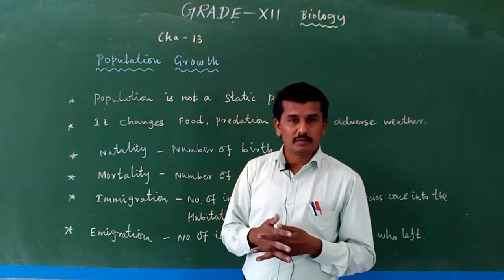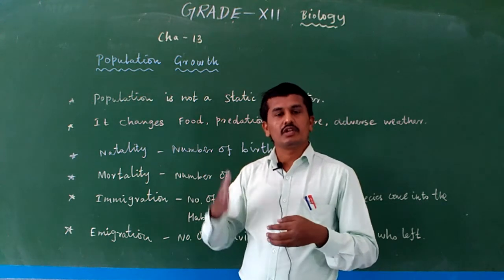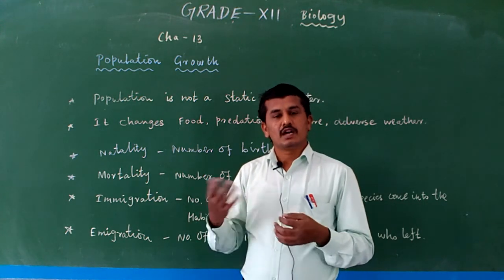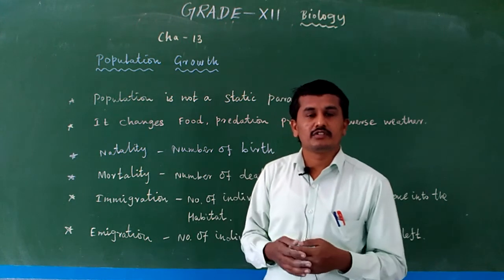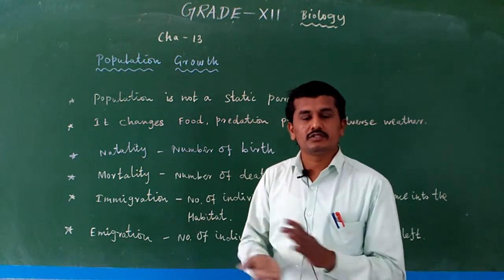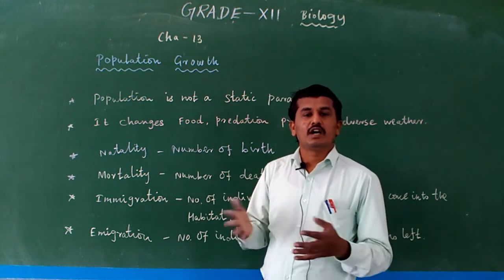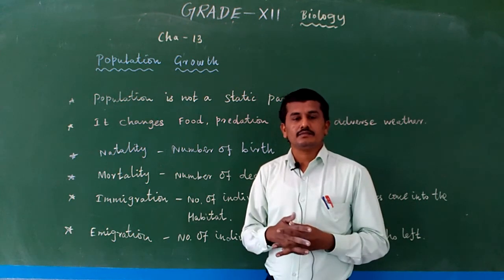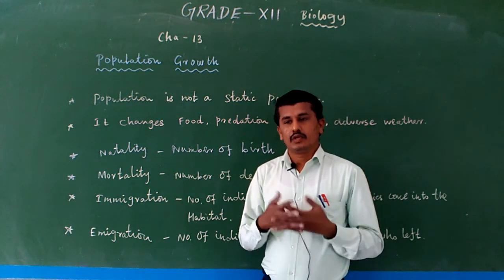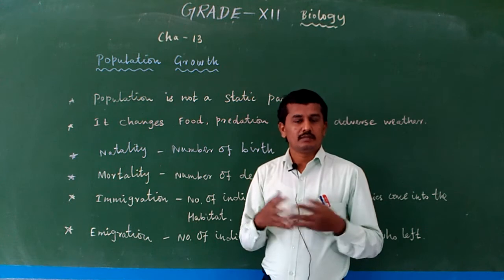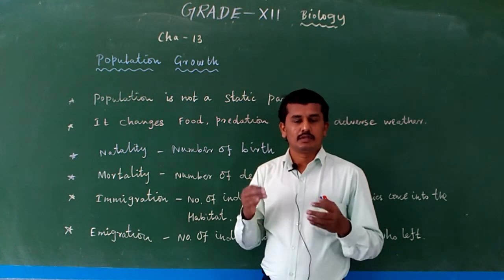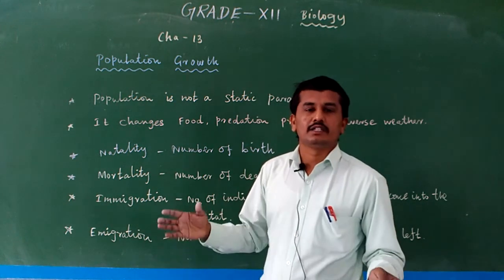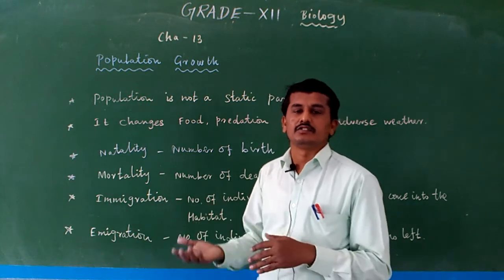For bryophytes, the population slowly increases during the rainy season, but after the rainy season, in the summer season, the population may decrease due to lack of water. Okay, it is the same with other animals also. So the population is not a static parameter; it may increase or decrease.